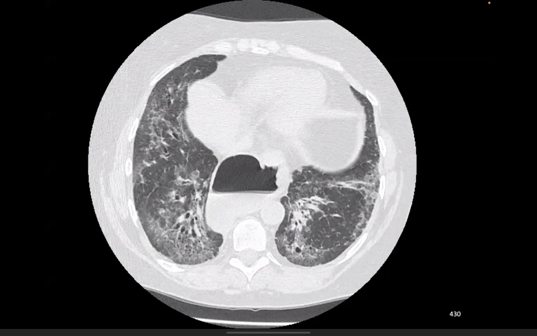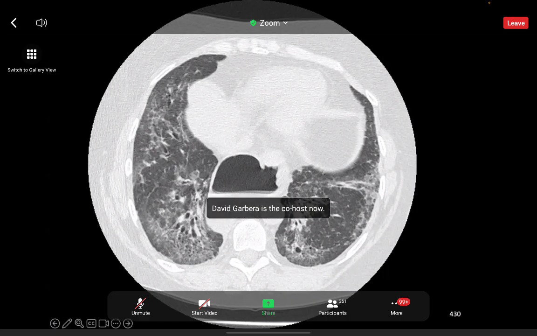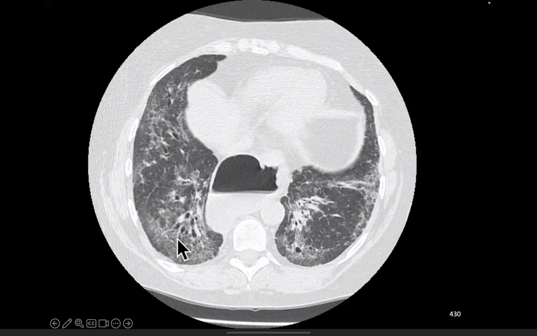And don't forget that it's almost certainly the case that when you've got NSIP, a connective tissue disease is probably going to be associated with this. Yeah. So NSIP, non-specific interstitial pneumonitis, that's fine, but it's probably going to be related to connective tissue disease associated fibrosis.